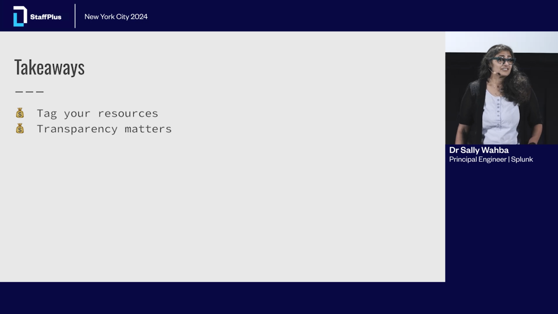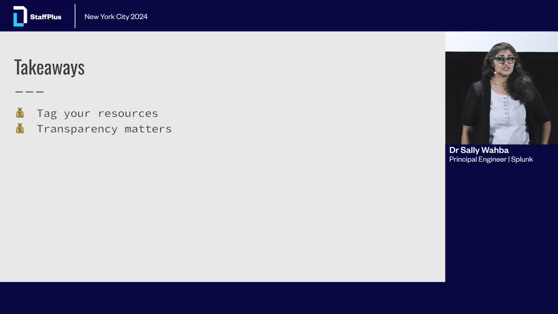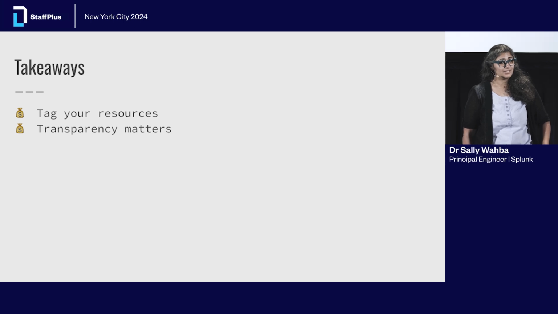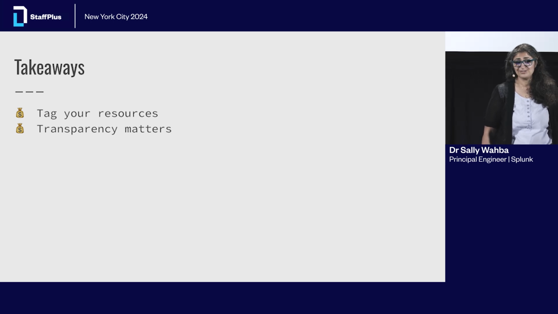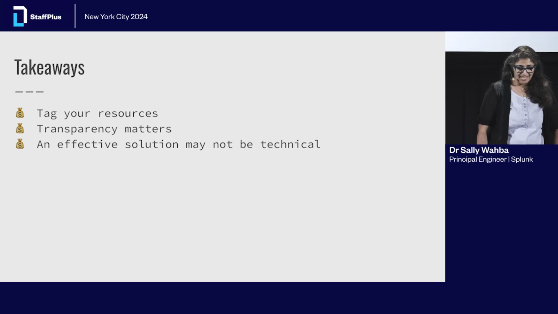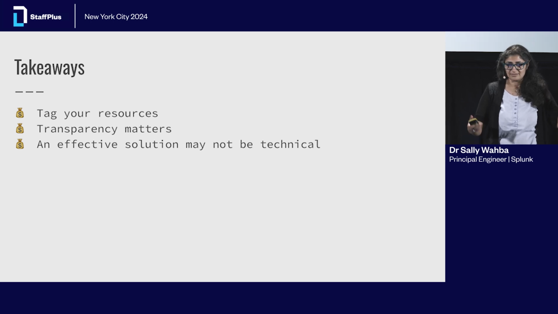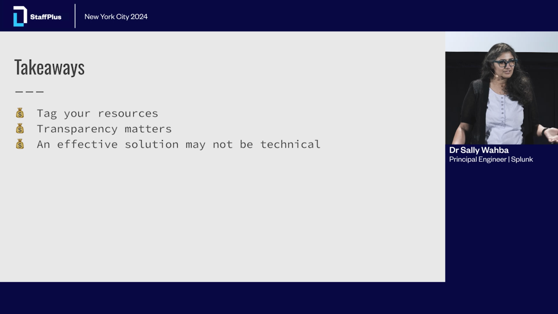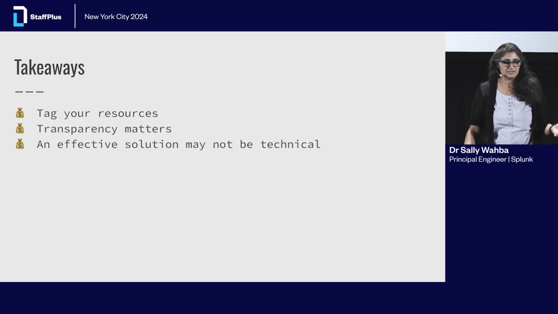And transparency matters. Bring your engineers on the journey. Tell them how much your cloud bill is. They will find very creative ways to reduce that. And again, an effective solution may not be technical. Like just sending an email to an engineer to say, hey, this is how much your resources are costing us. It's not really a technical solution. It's more about a process. And with transparency, it helped reduce our cloud bill.